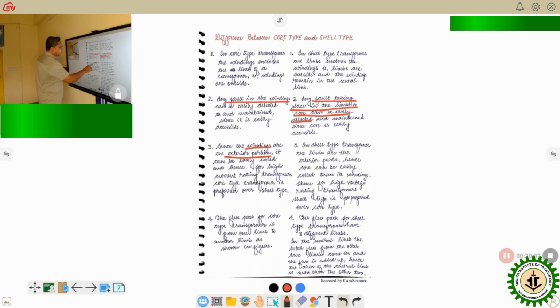Third point I have written: since the windings are the exterior portion in the transformer, it can be easily cooled. It means when heat is generated due to transformer operation, when current is passing through the coil, heat is generated.